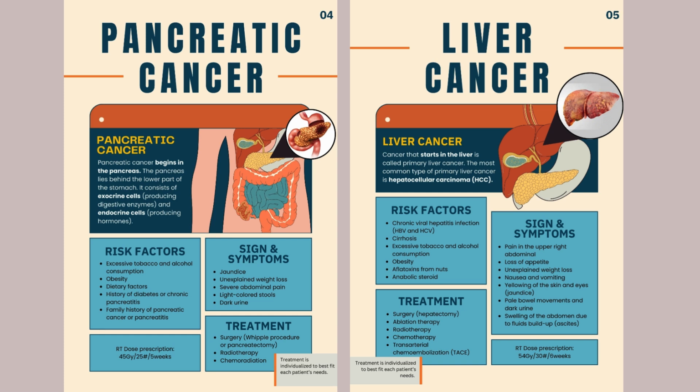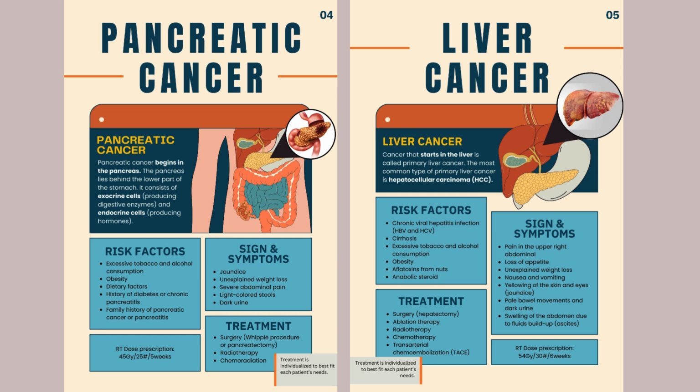Pancreatic cancer begins in the pancreas. The pancreas lies behind the lower part of the stomach. It consists of exocrine cells, the cells that produce digestive enzymes, and endocrine cells, which are the cells that produce hormones. The risk factors of pancreatic cancer are excessive tobacco and alcohol consumption, obesity, dietary factors, history of diabetes or chronic pancreatitis, and family history of pancreatic cancer or pancreatitis.